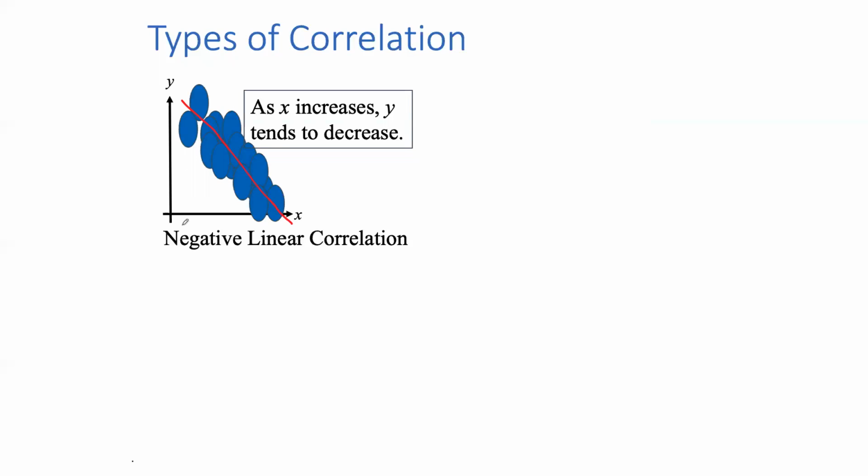So what does this suggest? As x values are increasing, as I move along this x-axis, y is decreasing, right? As x increases, y tends to decrease, and this type of correlation is what we call a negative linear correlation. The negative part of it is that as the x variable is increasing, the y variable is decreasing, so that's negative. The linear part of it is that it seems to decrease in a straight line way, in a linear way.